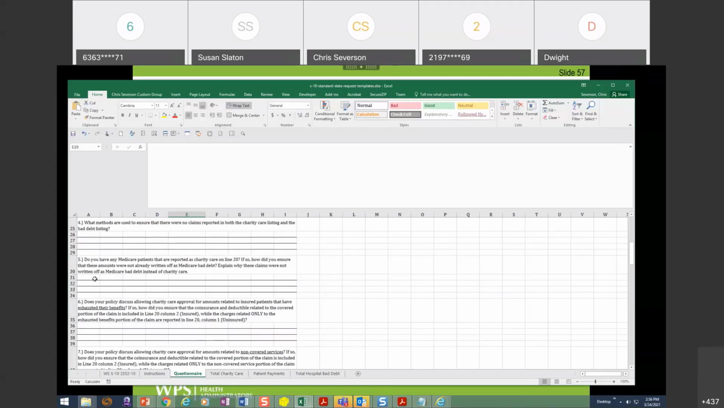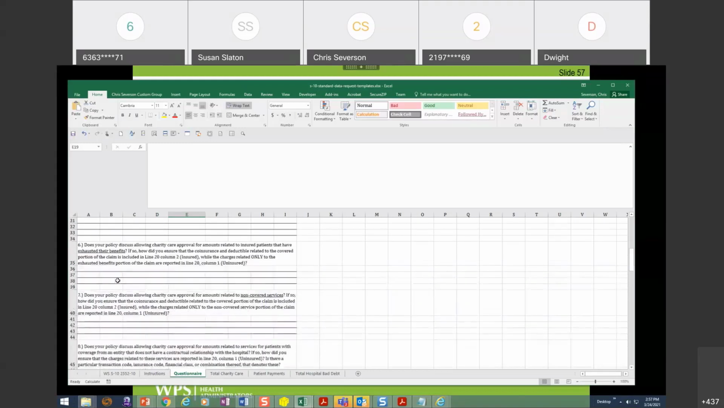Line 5, do you have any Medicare patients that are reported as charity care on line 20? And if so, how did you ensure that those claims were not written off as bad debt? And explain why. Again, they didn't meet a certain Medicare bad debt criterion. Number 6, what about those that have exhausted their benefits? Have you split the claims between column 2 and column 1, just like we talked about earlier? So these are kind of little notes or points about, hey, make sure to do this or that.